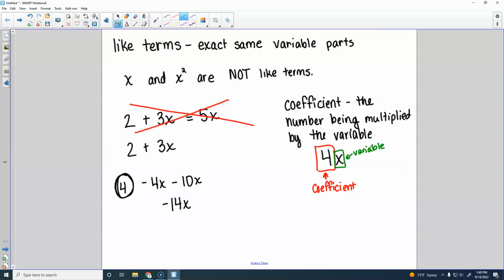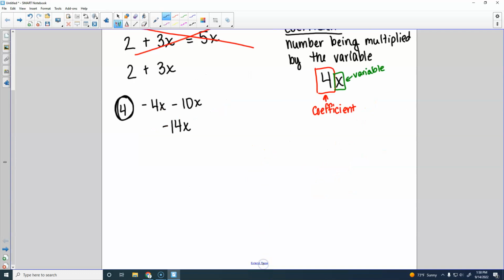I'll use that word pretty often, really throughout this class, so it's one that you want to know. So coefficient is a good one to have written down there. All right, let's skip on down to some of the more difficult ones. Let's look at number 12. For 12, we've got n plus 4 minus 9 minus 5n.